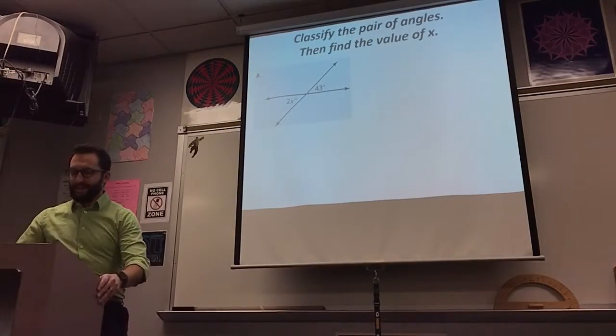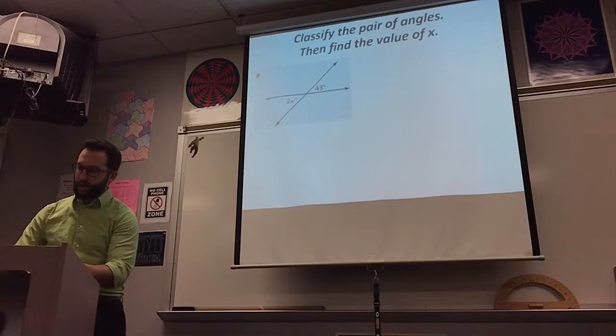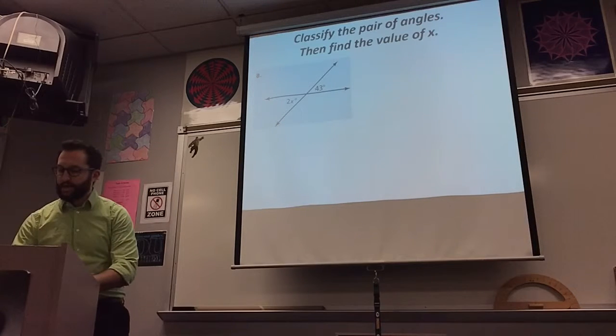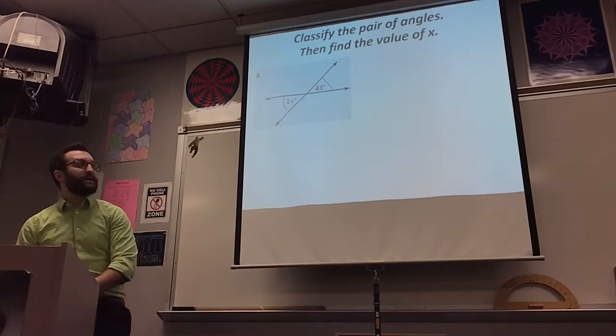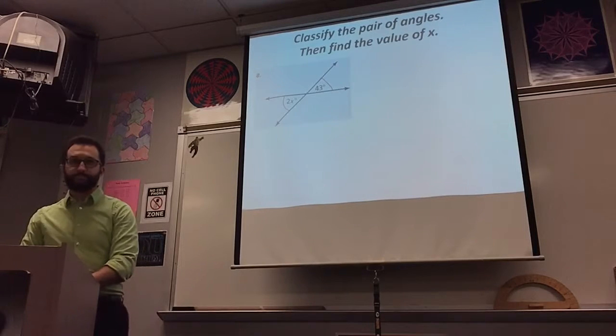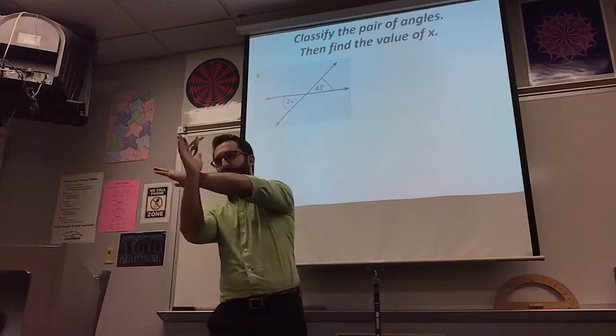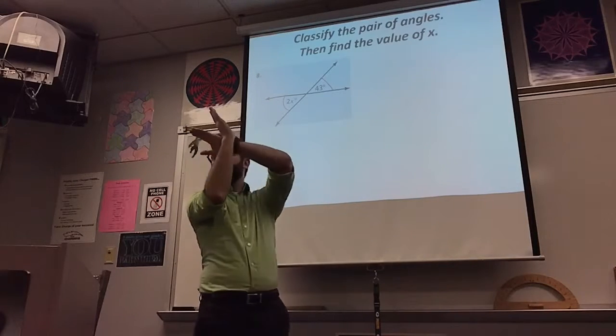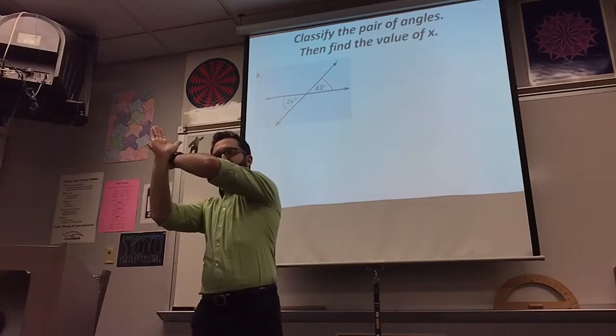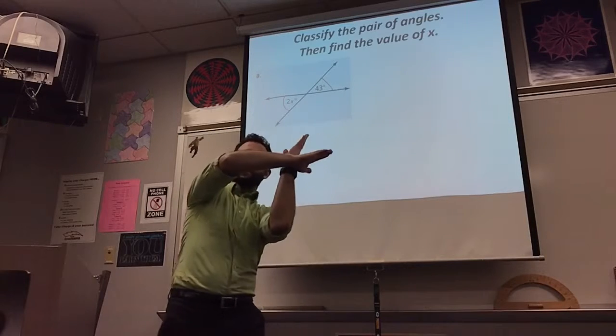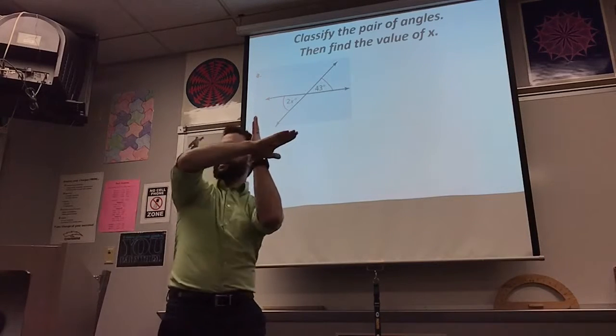So right away, it might be helpful to draw an arc mark so we can see what kind of angle this is. What kind of angles are those? Vertical. We know that because of our vertical angles dance, right? They're crossing, and it's these ones. Yes, that way.